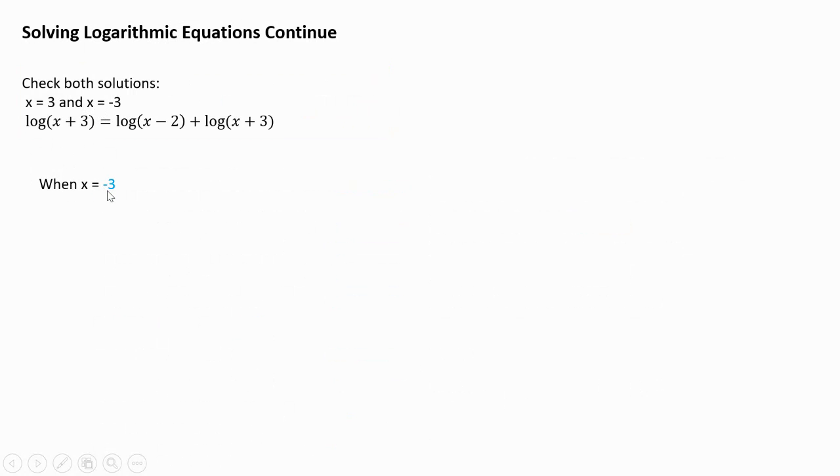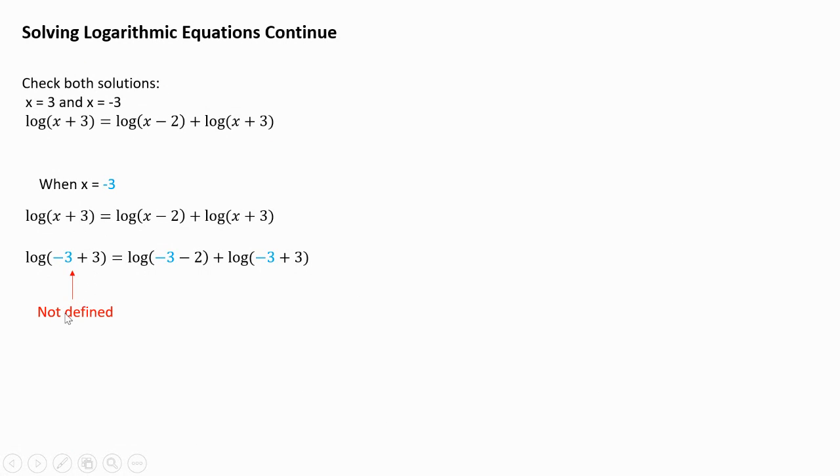So when x equals negative 3, I'm going to plug in negative 3 for every x. Negative 3, negative 3, negative 3. Negative 3 plus 3 is undefined, because remember I mentioned that when you plug into your calculator, the logs cannot be 0 or negative. The arguments have to be more than 0. So if one of them is not defined, then the solution is not a solution. So in this case, negative 3 is not a solution.